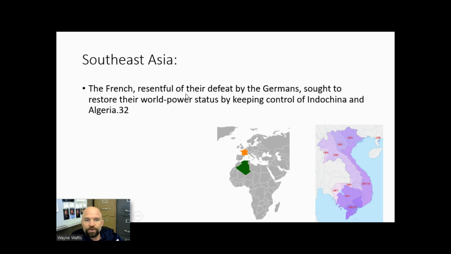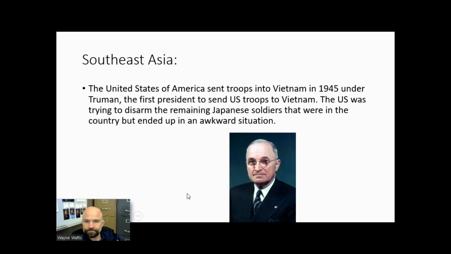The French, resentful of their defeat by the Germans, sought to restore their world power status by keeping control of Indochina and Algeria. The United States of America sent troops into Vietnam in 1945 under Truman, the first president to send U.S. troops to Vietnam.